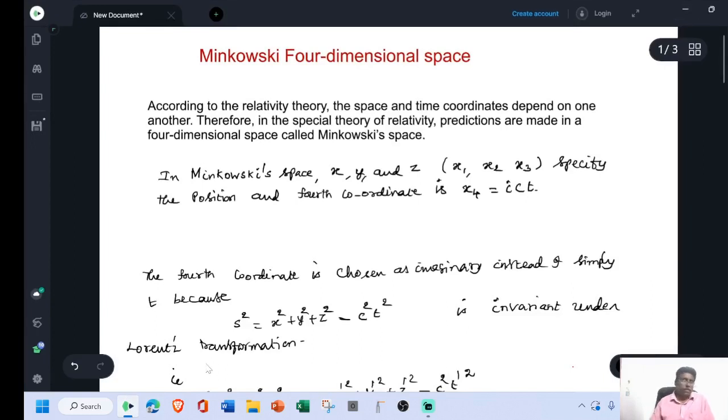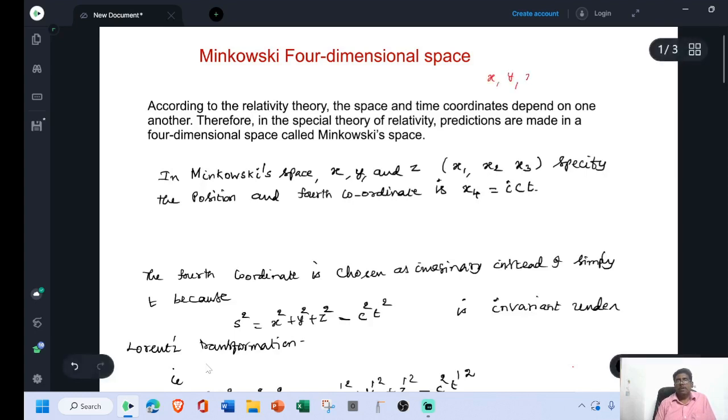In the current discussion, we have talked about Minkowski four-dimensional space. According to the relativity theory, the space and time coordinates depend on one another. Therefore, in the special theory of relativity, predictions are made in a four-dimensional space called Minkowski space.